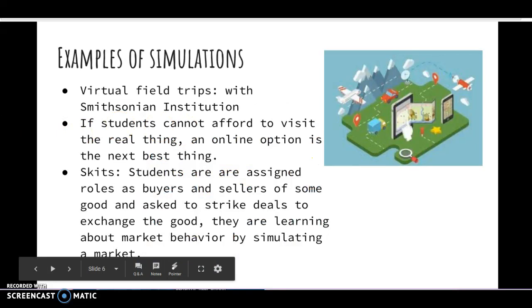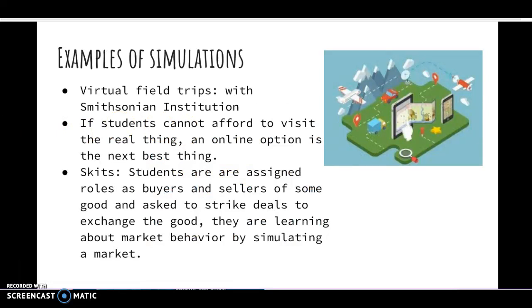Some examples of simulations are virtual field trips. A good one is the Smithsonian Institution. If students can't afford to visit the real thing, an online option is the next best thing for them to use. Skits are also a good example of simulation. Students are assigned roles as buyers and sellers of some goods and asked to strike deals to exchange the good. They are learning about market behavior by simulating a market.